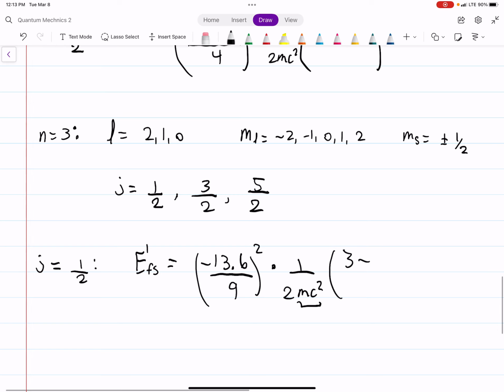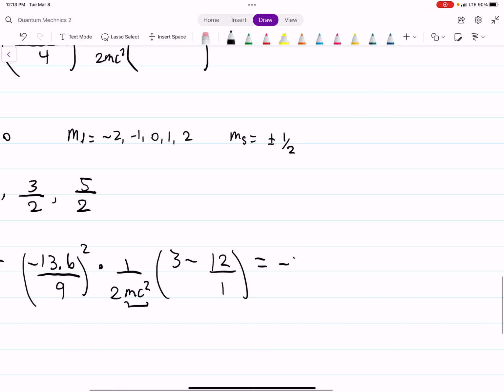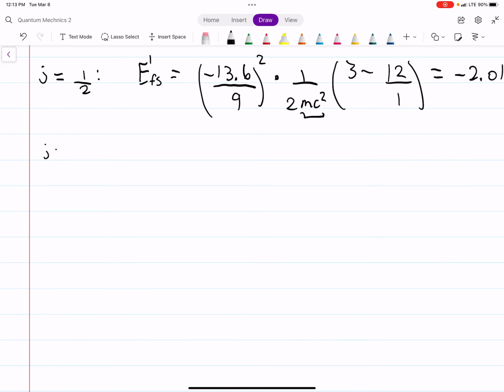3 minus, and now it's 4 times 3, which is 12. Over 1/2 plus 1/2, which is still 1. And then plugging this in, you get minus 2.01 times 10 to the negative 5 electron volts. And we can do this again for J equals 3/2.